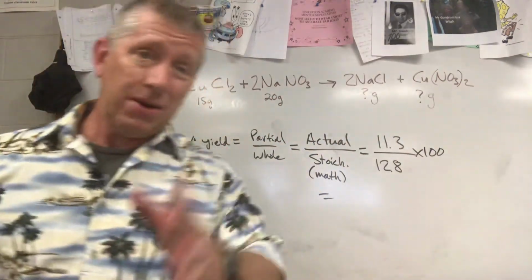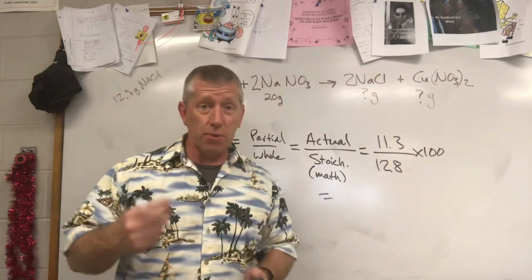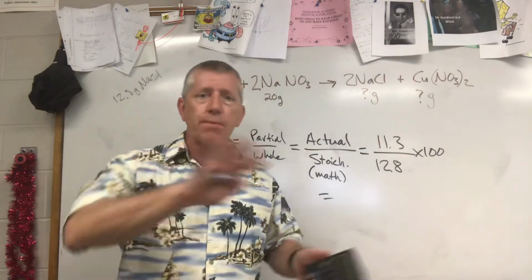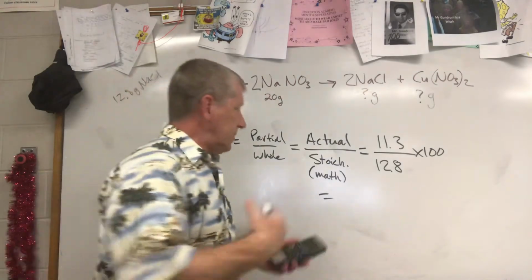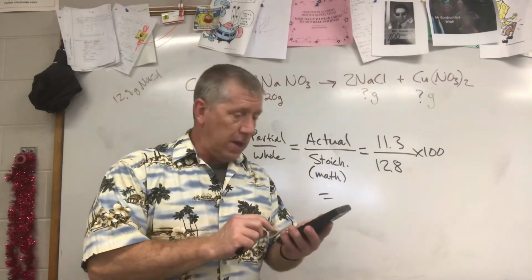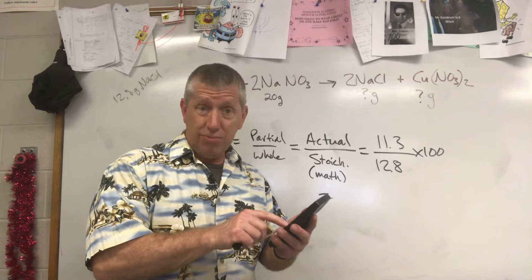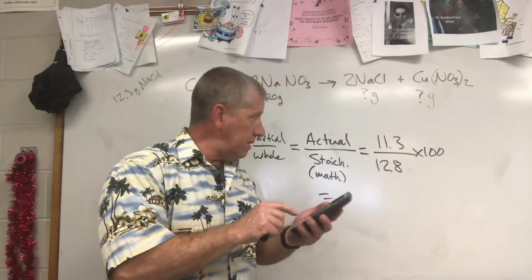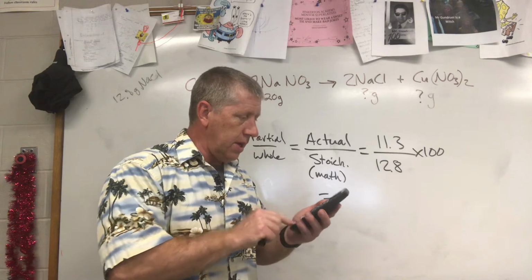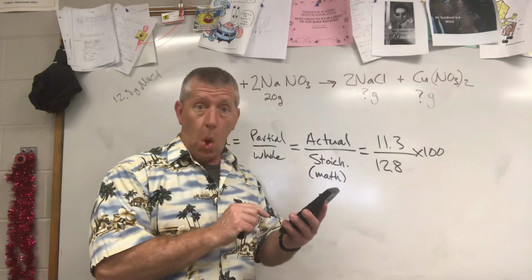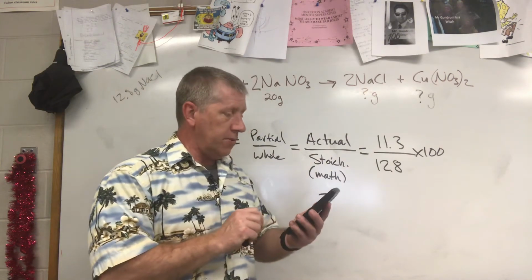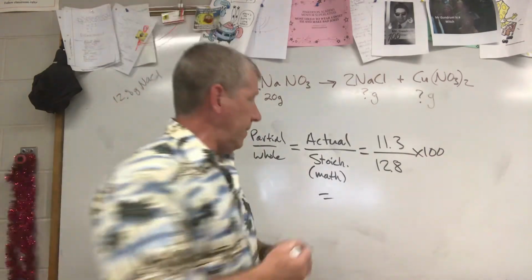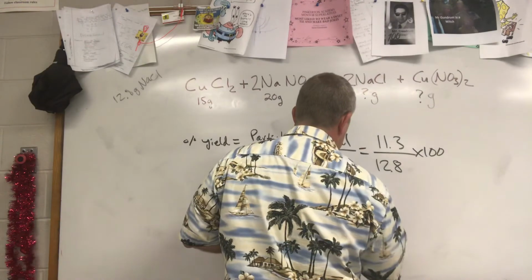Now, I'll tell you what, in industry, percent yields in the 60s are pretty good. This isn't percent error, so don't go thinking that. If you get a 60+% yield, you're doing well. So let's see what we got here. How well did this person do? 11.3 divided by 12.8. Nice. They got 3 significant digits. An 88.3% yield. That's pretty good.